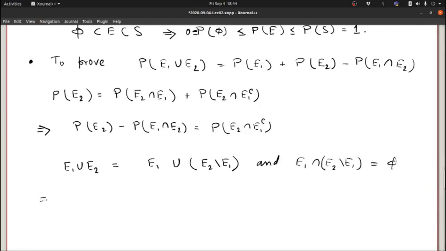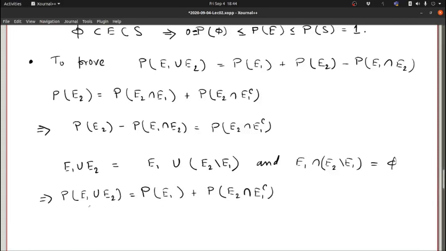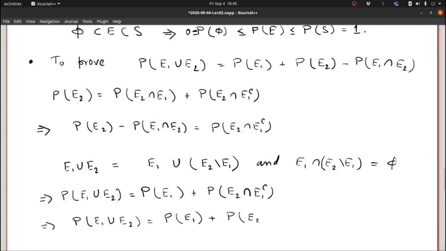So that basically means that P of E1 union E2 is equal to P of E1 plus P of E2 intersection E1 complement. And that shows that P of E1 union E2 is equal to P of E1 plus this quantity, same as this one, P of E2 minus P of E1 intersection E2, and that completes the proof.